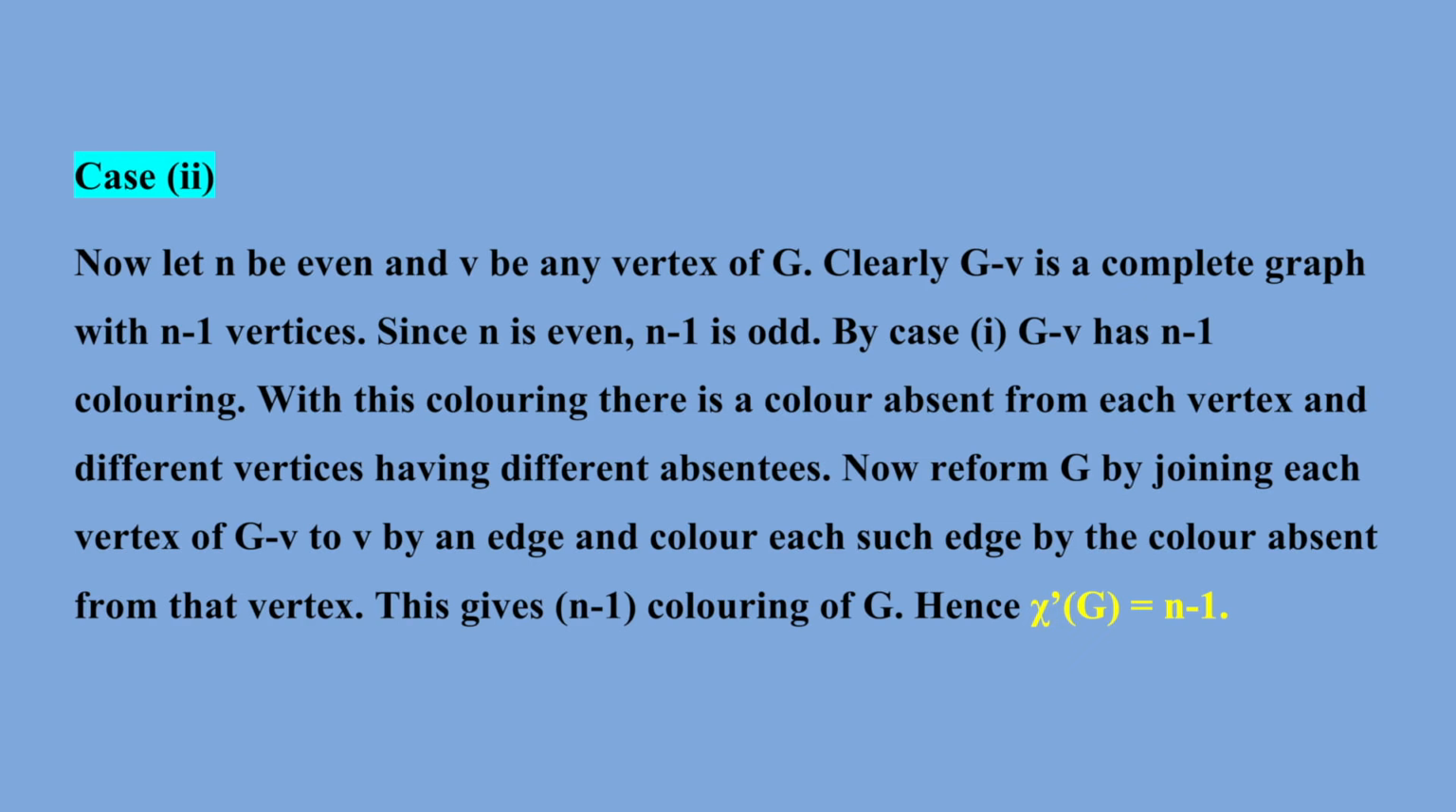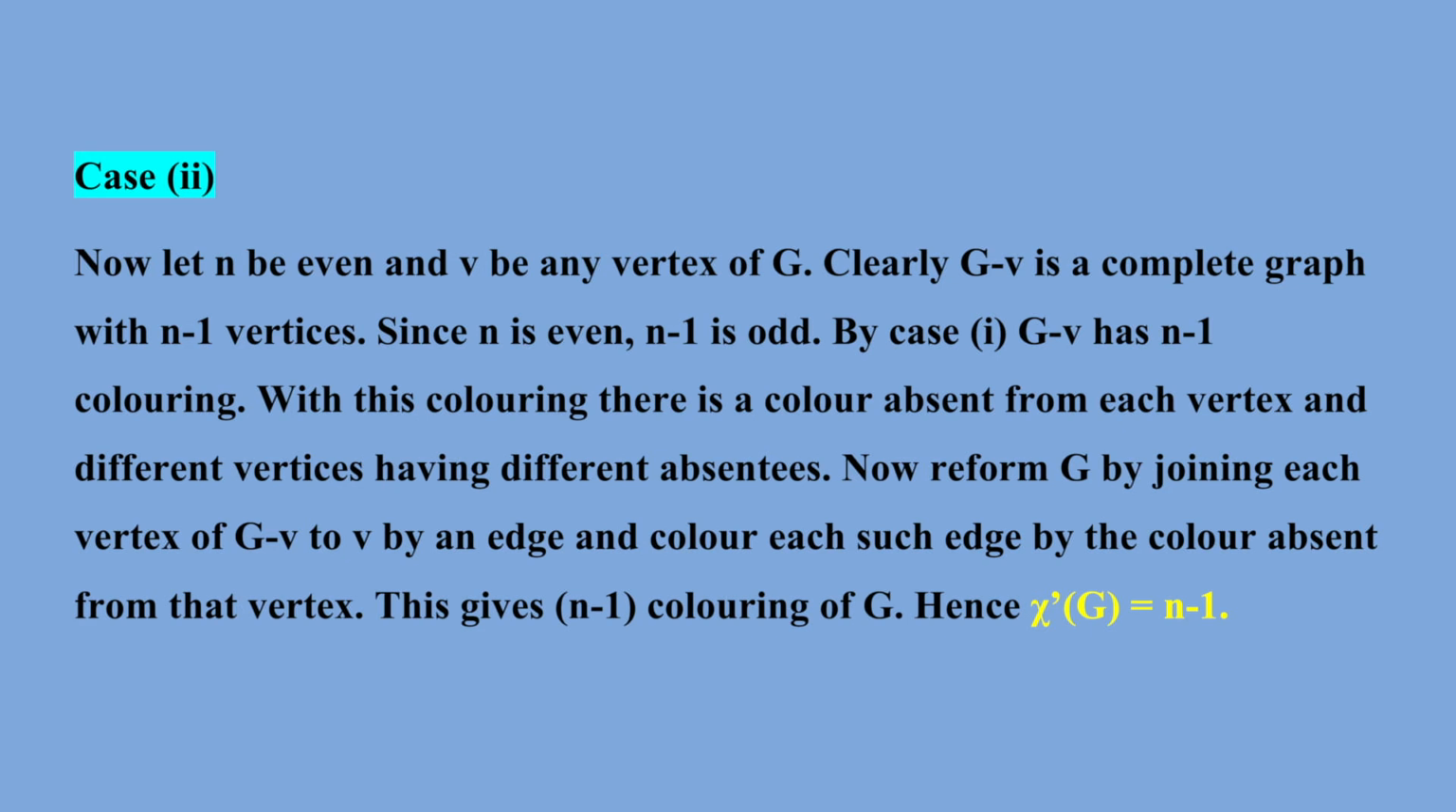For case 2, I am going to take n as even and let v be any vertex of G. Clearly, G minus v is a complete graph with n minus 1 vertices. Since n is even, n minus 1 is odd.